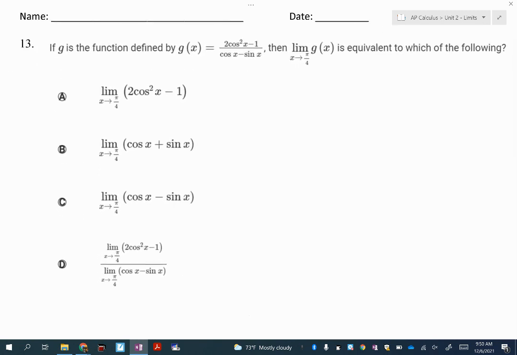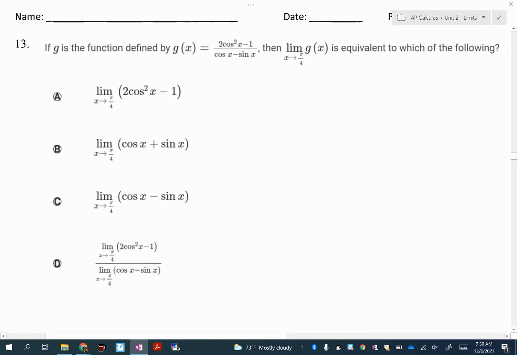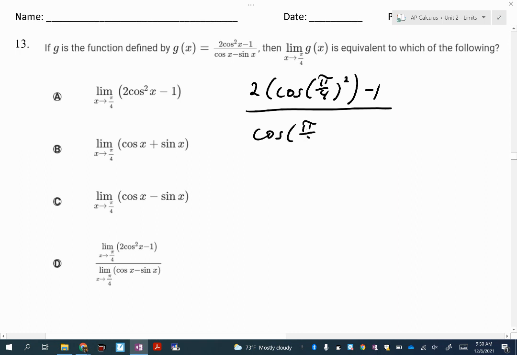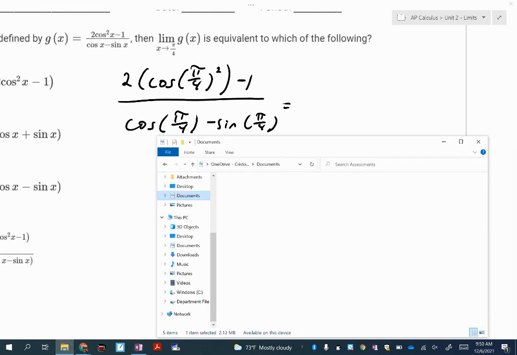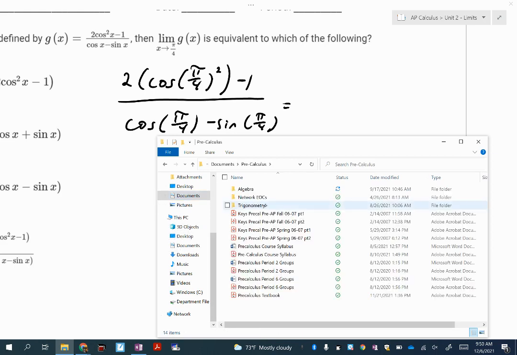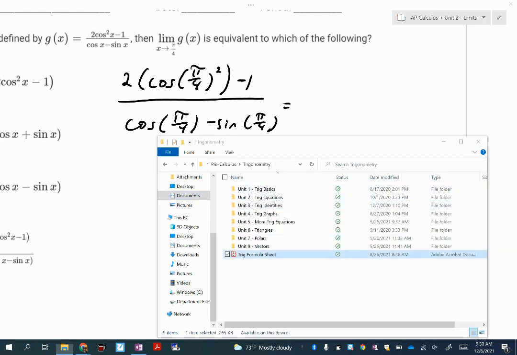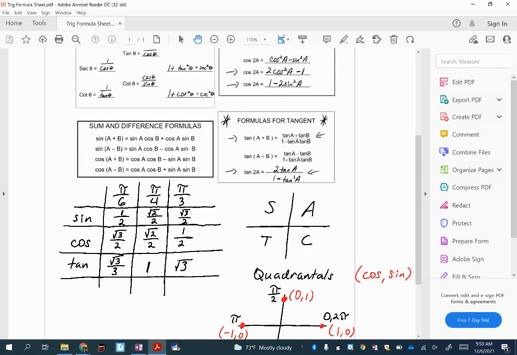Okay, 13. Now 13 is interesting because it's asking us to find the limit as x approaches pi over 4. And if I were to plug in pi over 4 here, so cosine of pi over 4 squared over the cosine of pi over 4 minus the sine of pi over 4. Let's do a little work here. If you need me to open up that trig formula sheet, I can. All right, for the cosine and the sine of pi over 4 here at the bottom.